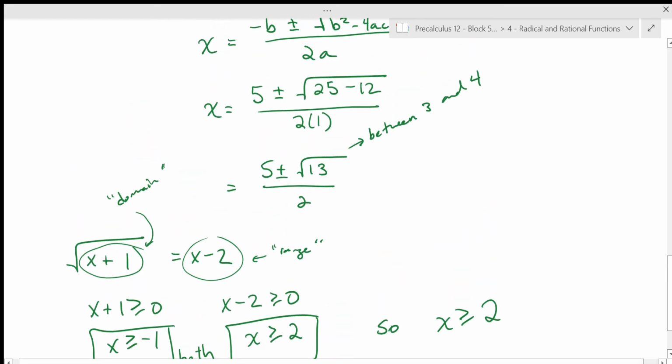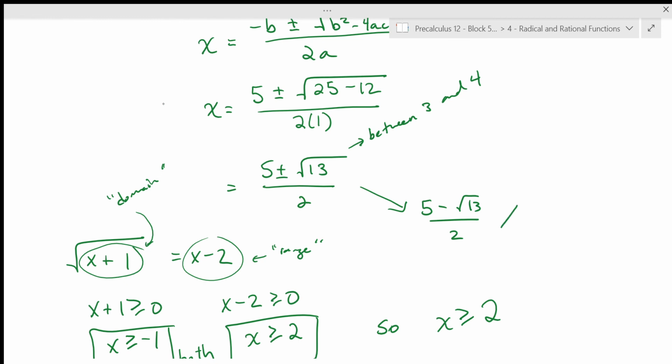Well, let's go take a little bit of an estimation. So 5 minus something between 3 and 4 is going to be somewhere between, well, 5 minus 3 is 2, that would give me 1. 5 minus 4 is 1, that would give me 1/2. It's not going to be bigger than or equal to 2. So we have our 5 minus radical 13 over 2 is going to be too small. It's not going to be greater than 2, so it's not going to work.